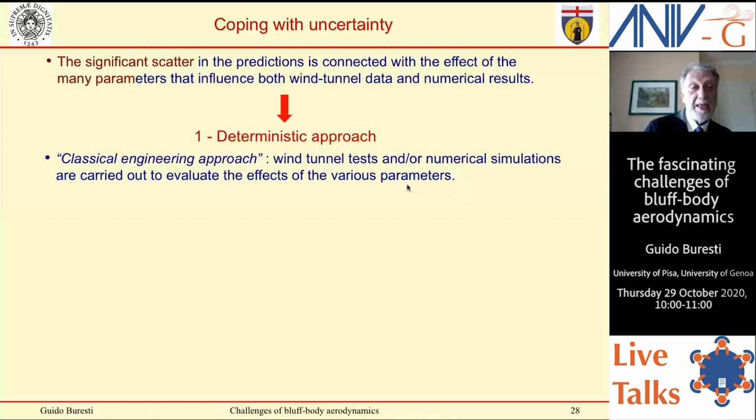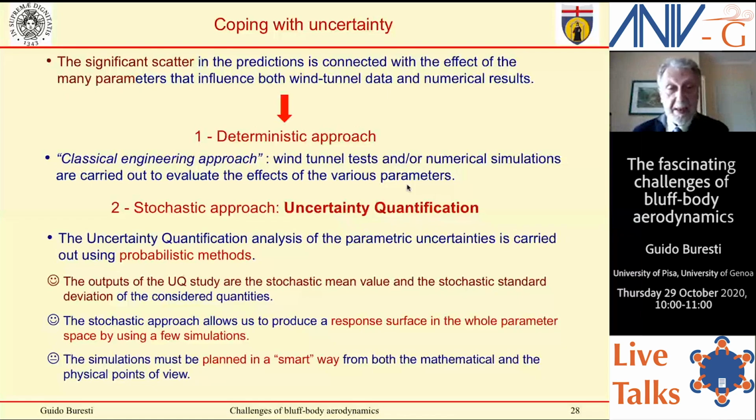The other approach is a stochastic approach, which is a rather new one, I would say: uncertainty quantification. In this analysis, the parametric uncertainties are evaluated by using probabilistic methods, and the outputs are the stochastic mean value and the stochastic standard deviation of the various quantities.